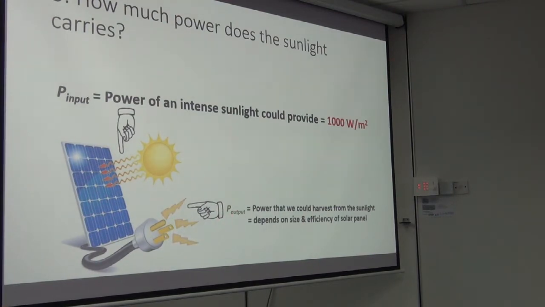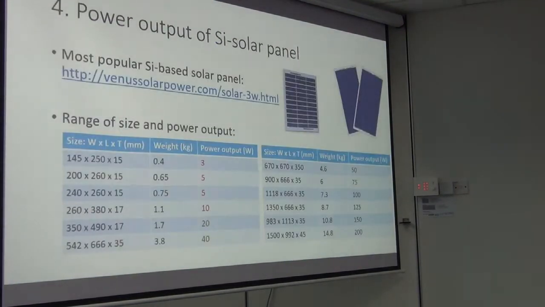So P out is the power that we could harvest from the sunlight, depending on the size and the efficiency of our solar panel. How to do the calculation? I have an Excel slide after this. You could easily calculate the P out using that slide.